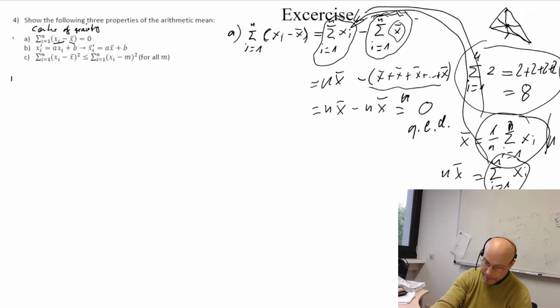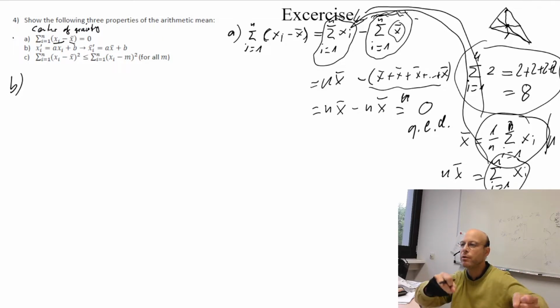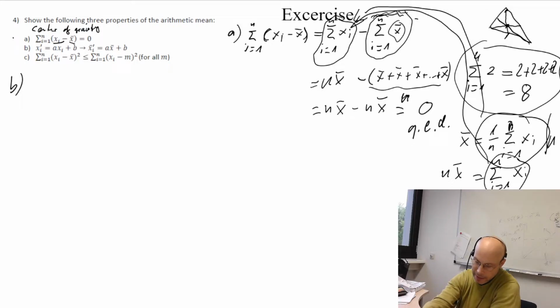So, B. This is also a quite nice property of the arithmetic mean, because if we move all data points just with a linear transformation, every single data point should be moved with the same parameters a and b.